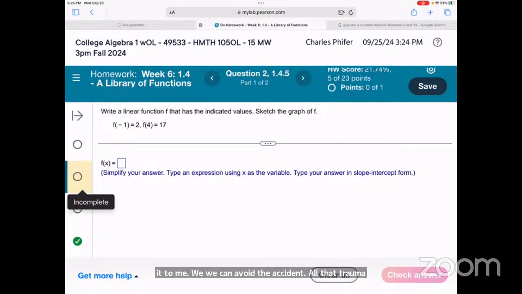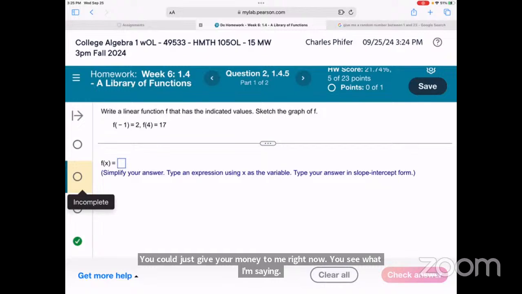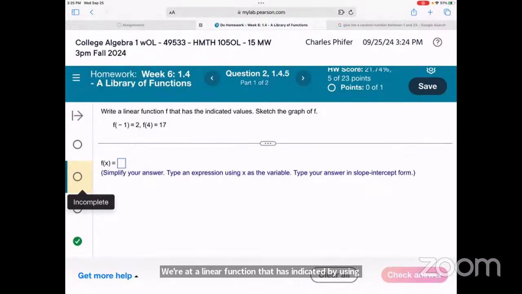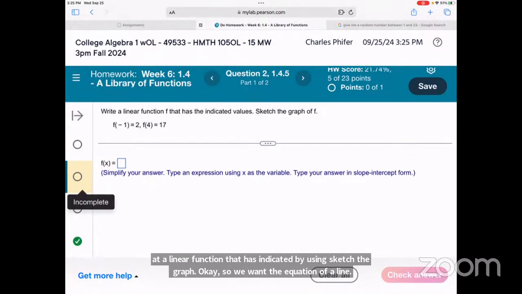Write a linear function that has indicated values and sketch the graph. Okay, so we want the equation of a line. Let's take some notes on this guy. All right, let's take some notes.